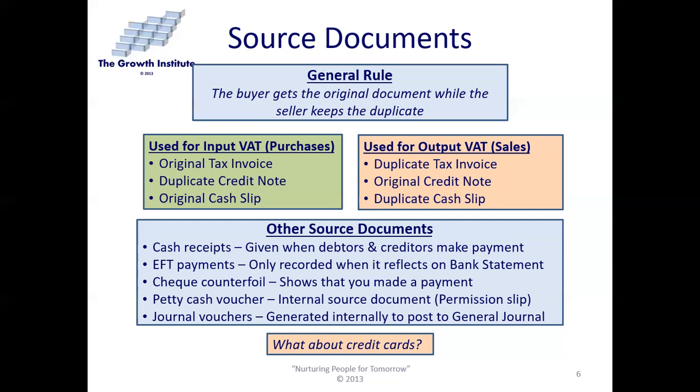And then we have journal vouchers. Those are generated internally to enable us to post things to the general ledger. Now, general journal, my apologies.